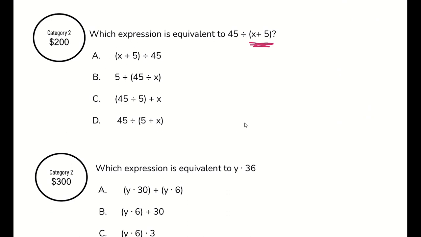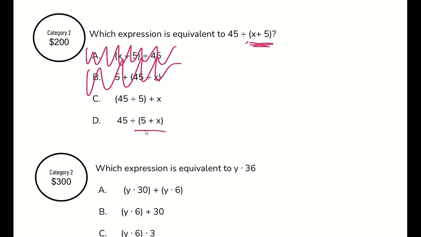We can't change that. That's got to stay in front. So he's out. B looks like he's out too because 45 with the division sign should be in front, right? They totally switched places there. Same thing over here. X jumped out of the parentheses. And then over here we have the 45 out in front. That's good. And then all they did was switch the 5 and the x.